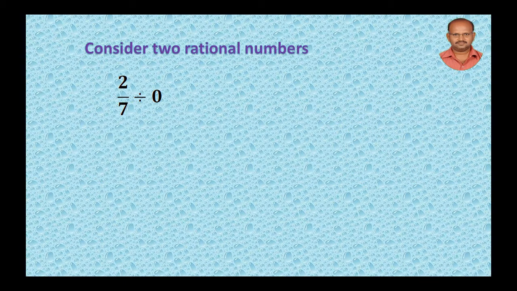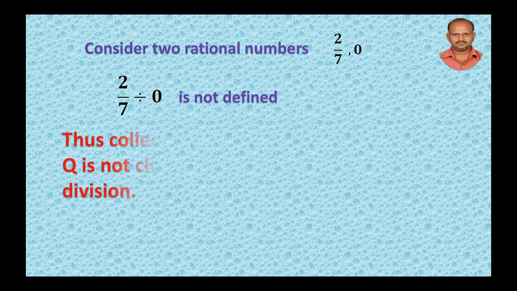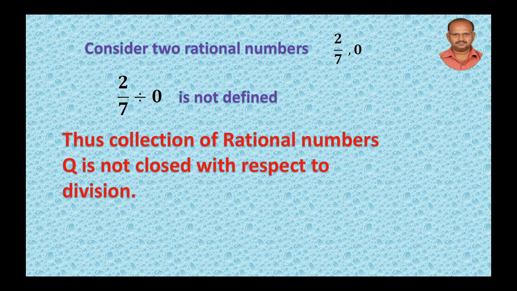Consider two rational numbers 2/7, 0. 2/7 divided by 0 is not defined. Thus, the collection of rational numbers Q is not closed with respect to division.